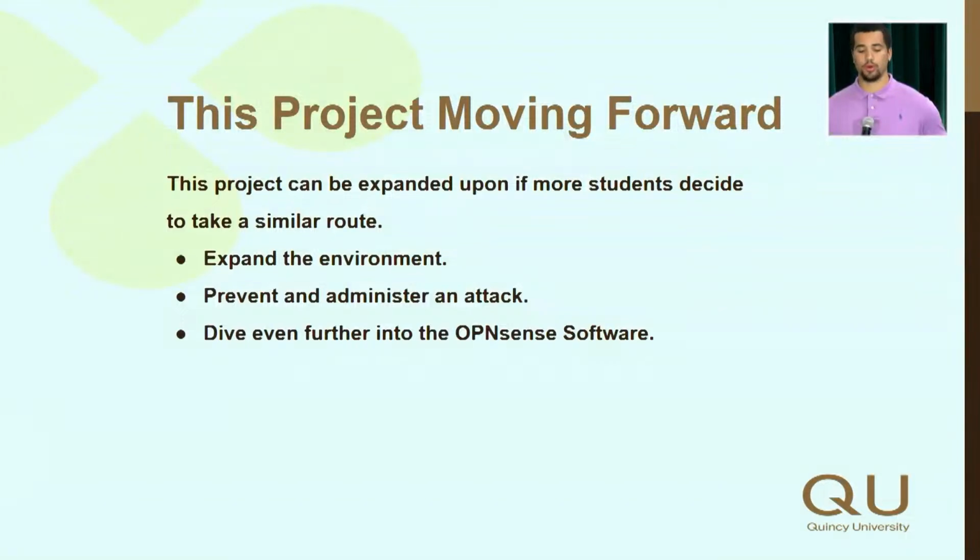This project can be expanded upon if more students decide to take a similar route. You can expand the environment if you're able to get more hardware from the IT department, where you can make a larger network or potentially even use a whole lab of old computers on campus. You can prevent or administer an attack. There's an operating system called Kali Linux, which has a bunch of malicious programs on it that you can use to attack networks. You can use it for ethical hacking and try to get into the network and see if that works.